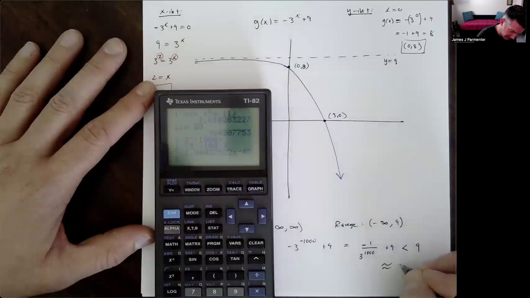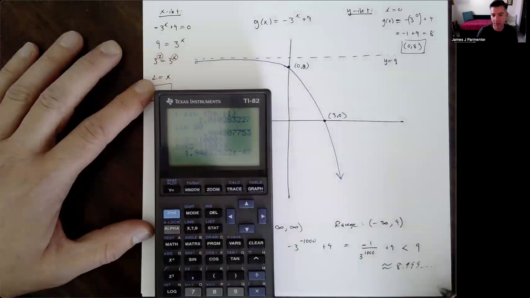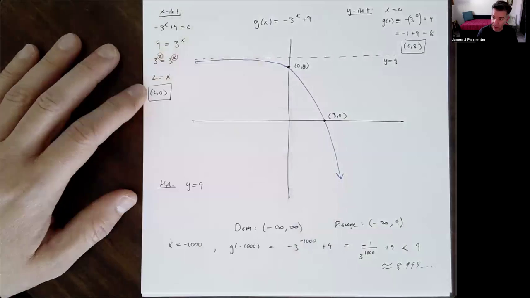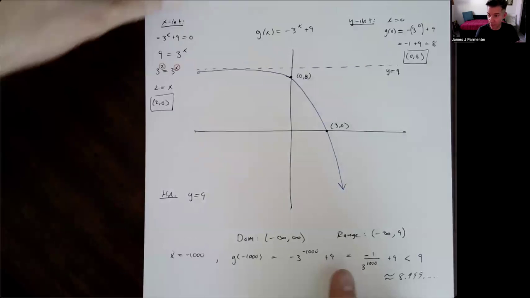It's like 8.9999999 for a long time, and then finally it's not 9s eventually. It's like a point whatever is left over. So very close to 9, but never equal to 9. Let's graph a few more transformations.